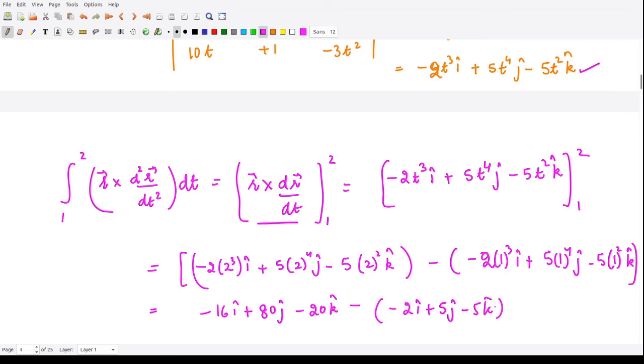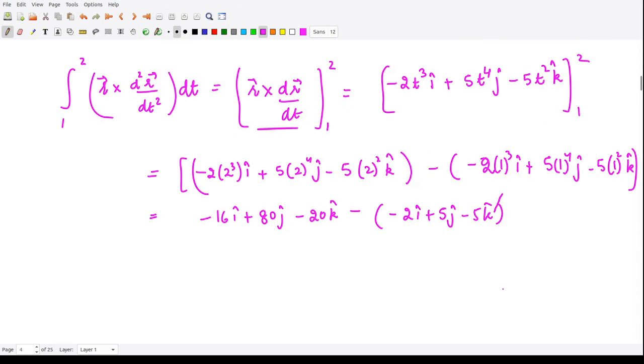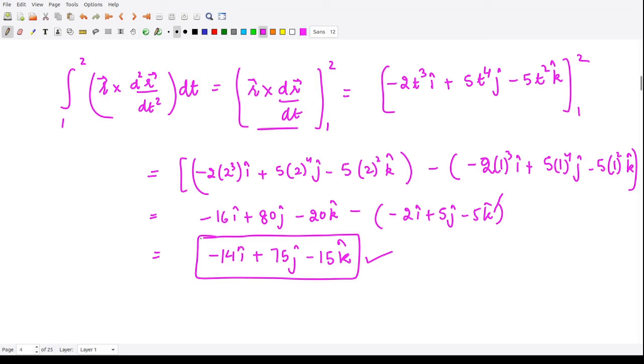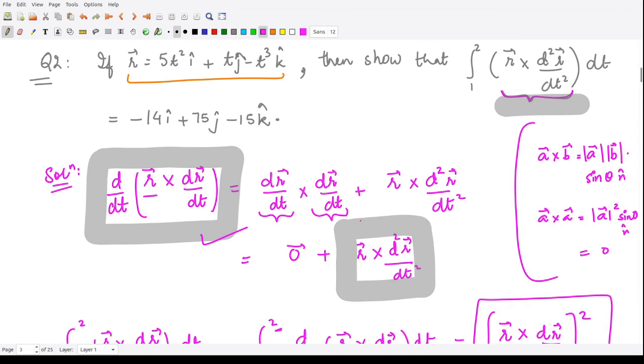So when you simplify this, you will end up with minus 16 i cap plus 2 i cap, so it would be minus 14 i cap, plus 80 j cap minus 5 j cap is plus 75 j cap, minus 20 k cap plus 5 k cap is minus 15 k cap. So this is our final answer, and let's have a look whether it is the quantity that we wanted to prove above. In the question we have to prove this quantity: minus 14 i cap plus 75 j cap minus 15 k cap. So this is what you have.